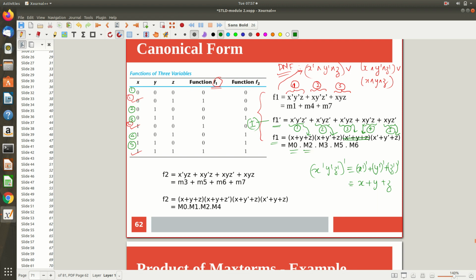In between these two terms will be coming, and that was missing there, that is M3 and M5, and finally this will come. So what is this term? This is our M6. Why is it? This corresponds to 1 1 0. So like that you can read it. So that is my M6.